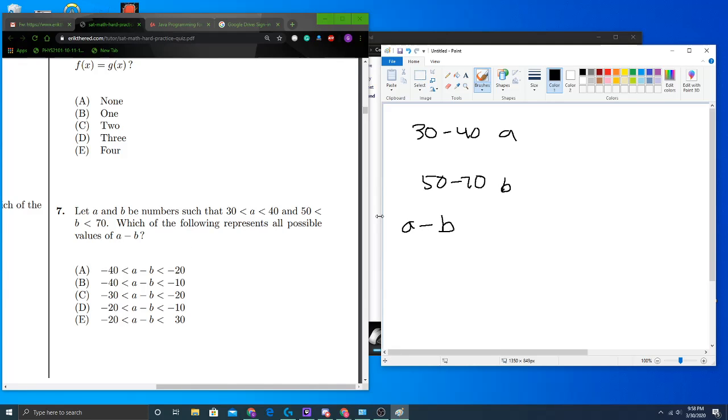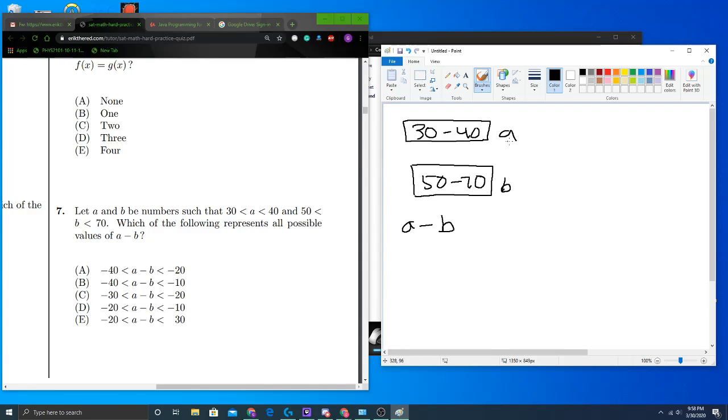When they're asking for all possible values, we're trying to look for a range. When we look at a range, we're trying to go from the minimum value to the maximum value. Okay, so 30 to 40 and 50 to 70. We're trying to find its min and its max, and then it'll be between that range. So what is the smallest value of a minus b that we can get?